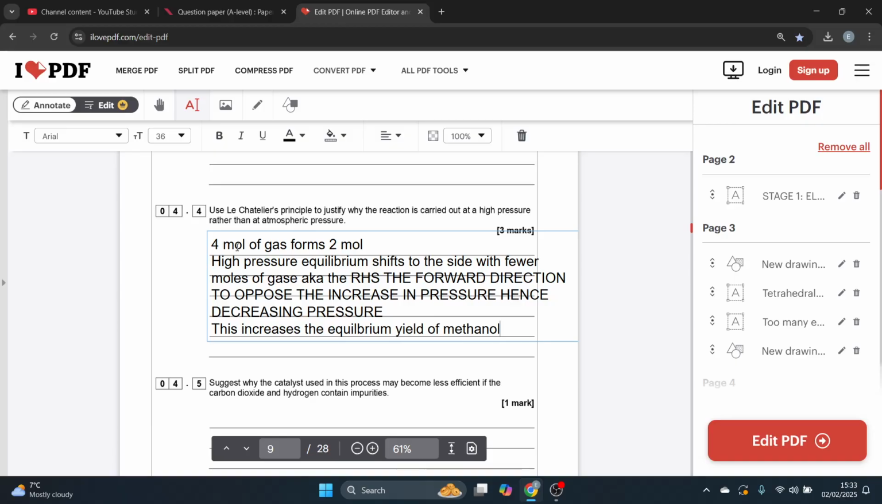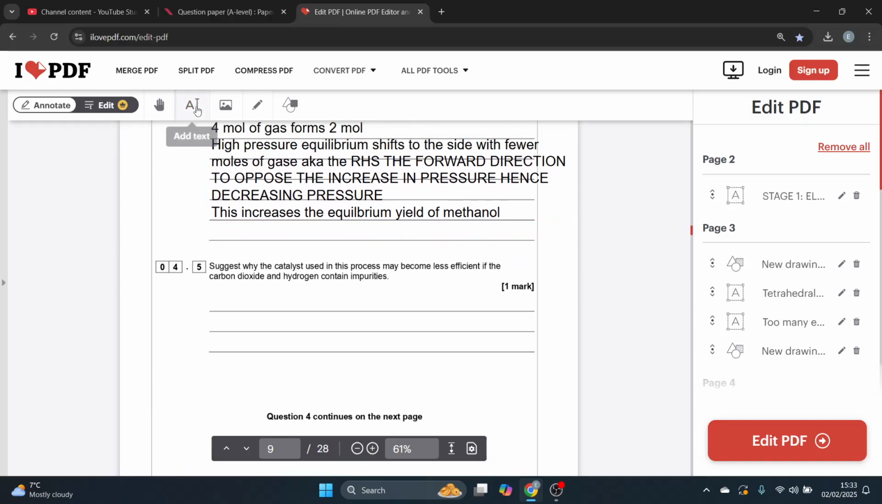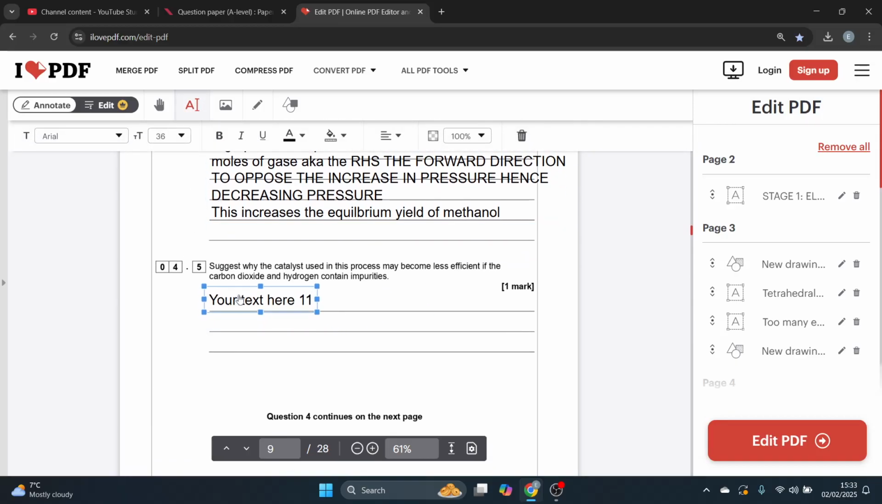4 moles of gas forms 2 moles. High pressure, position of equilibrium is at the right. Lower the pressure, increasing the yield of methanol. Suggest why a catalyst used in this process may become less efficient if the carbon dioxide and hydrogen contain impurities. Impurities block the active sites.